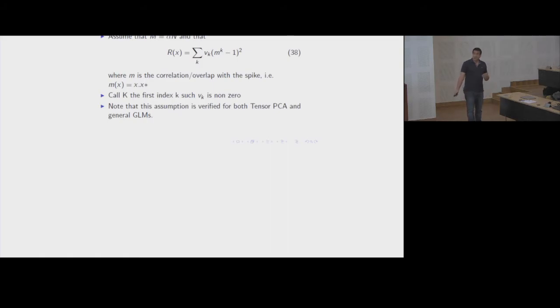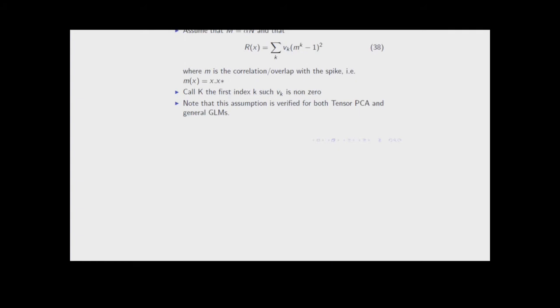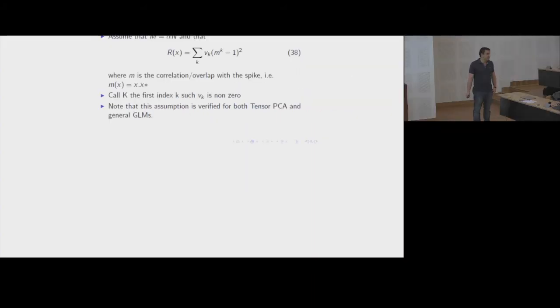Note that this assumption is verified for both Tensor PCA and general GLMs. For Tensor PCA, this true population risk is just the latitude to the power P. So it's really something like that. And for general GLMs, I told you it's true in general. And the v_k here are just the squares of the coordinates of the activation function decomposed in the Hermite basis. Okay, so this is a very important fact that we noticed only recently, which shows that the two systems are in the same world. So what is important here is K, the capital K, the first index that is non-zero. Okay?